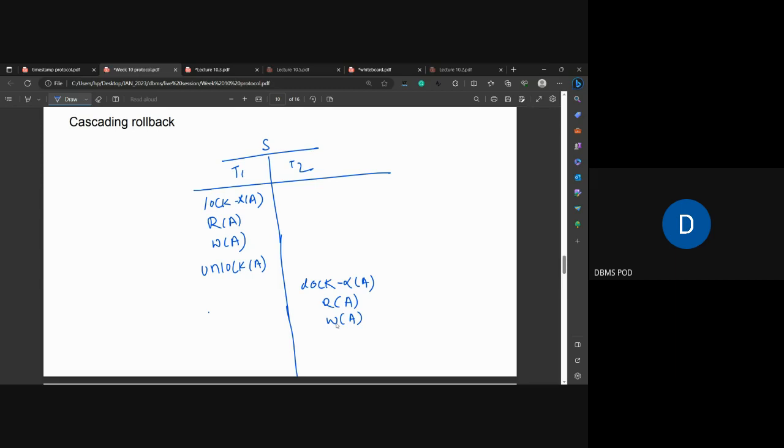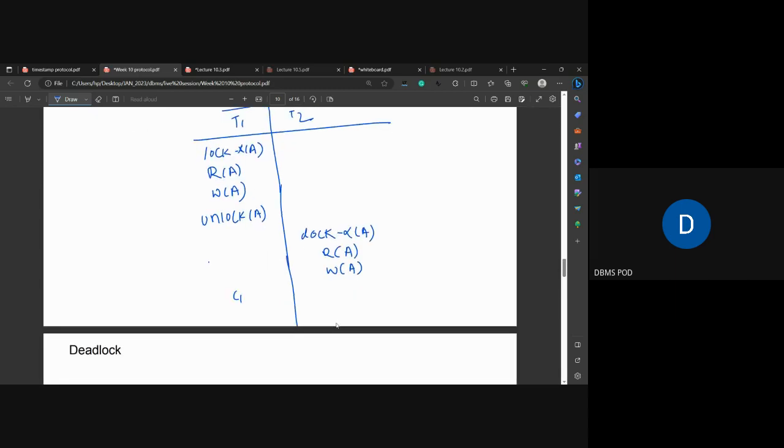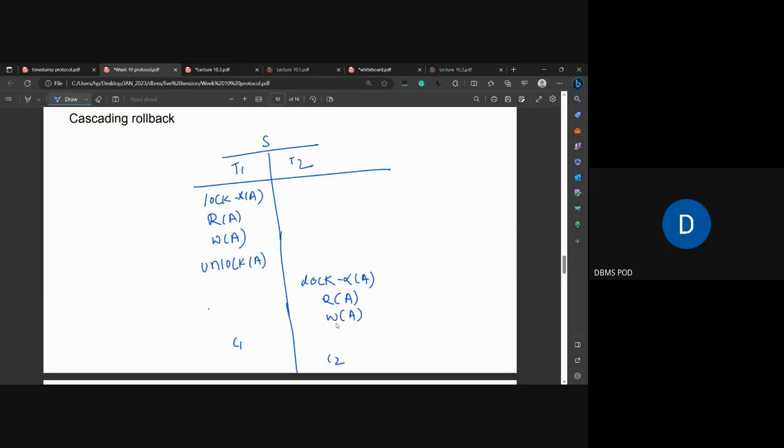Suppose commit happens at this point and this point. Suppose the transaction failed at this point. We can recover, but due to the T1 variable, we have to roll back the transaction T2 also, and T1 also. This is called cascading rollback.